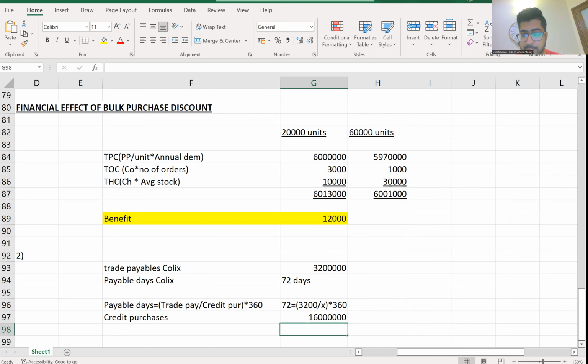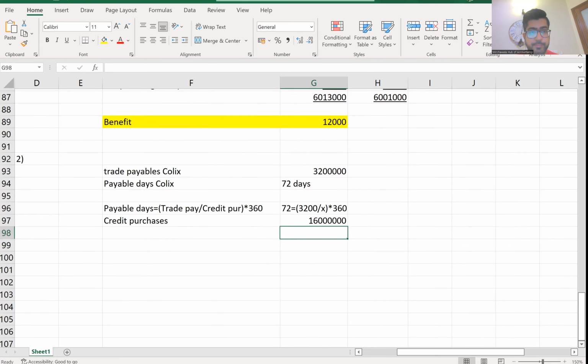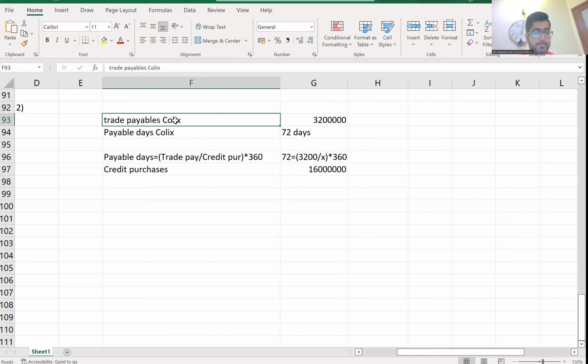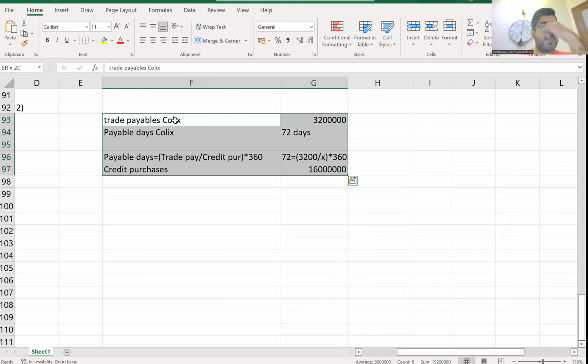So why did I calculate purchases figure? Because the discount is not offered on payables, it's offered on purchases, right? Even you can see above, the bulk purchase discount was offered on purchases figure. So here also, it's general principle, discount is never offered on payables, it's offered on purchases figure. So you have the trade payables of 3,200,000, and you have the payable days of 72 days. You can find payable days as trade payables over credit purchase into 360. Put credit purchases X, you got purchases figure.